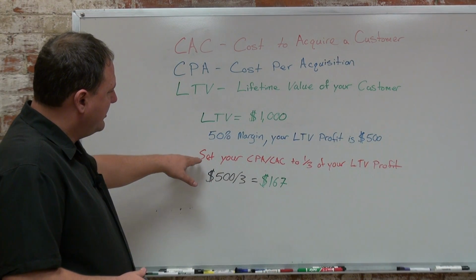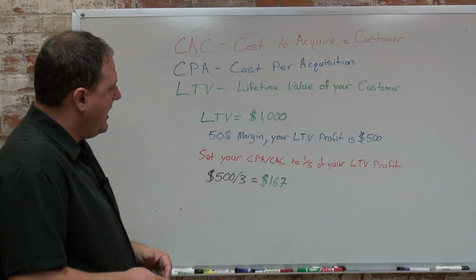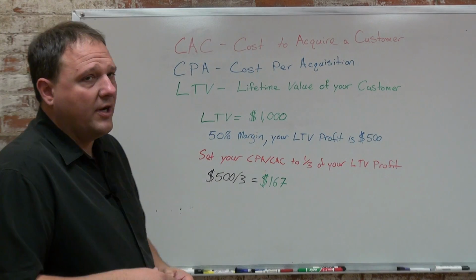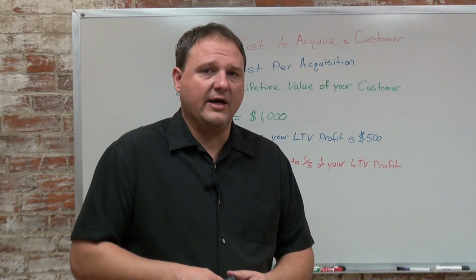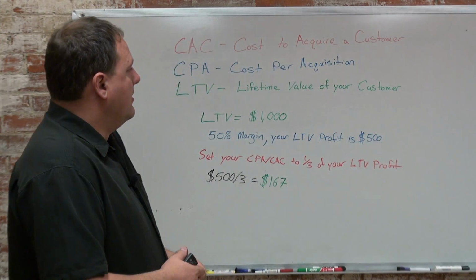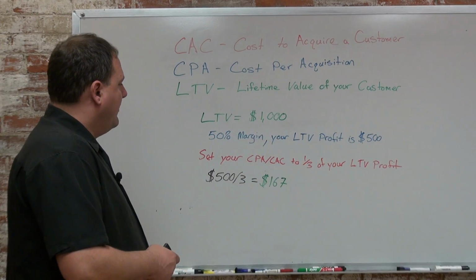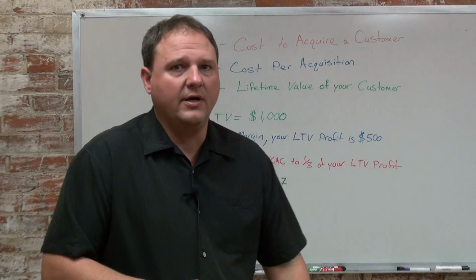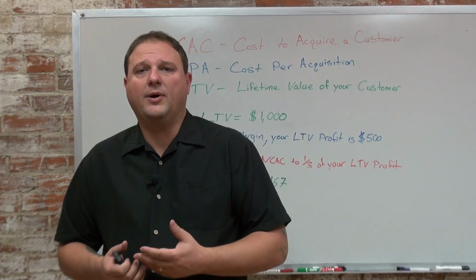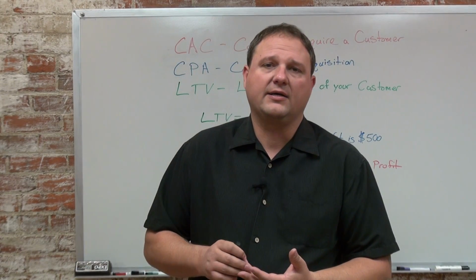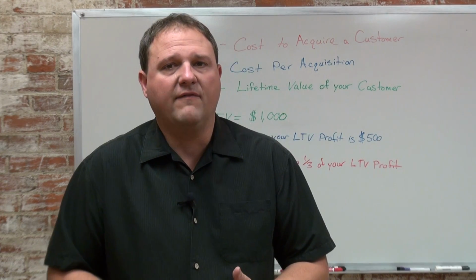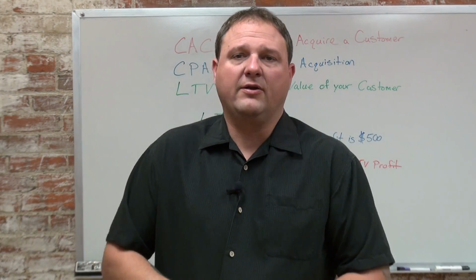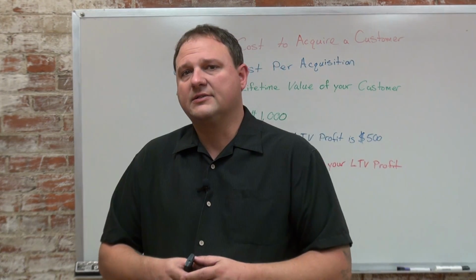So what you do is you're going to set your CPA, your cost to acquire a customer, your cost per acquisition, to 1/3 of your LTV profit. So if your LTV profit is $500, you take that and divide that by 3. That gives you a cost to acquire a customer, cost per acquisition, of $167. So you never want to spend over $167 to acquire a customer.